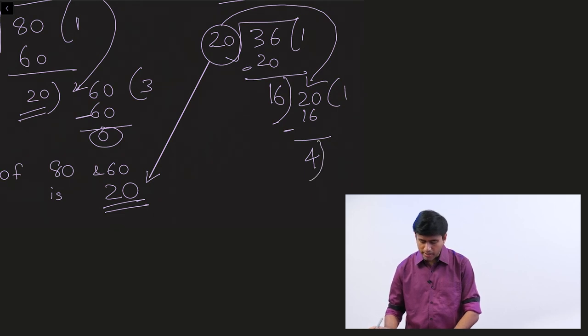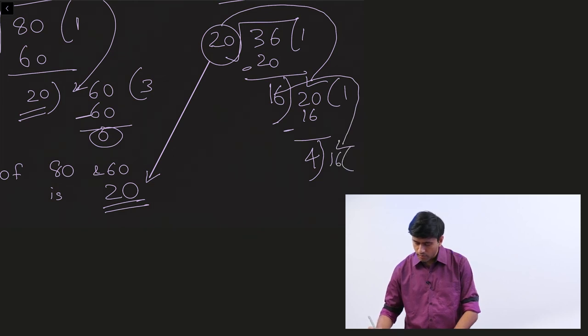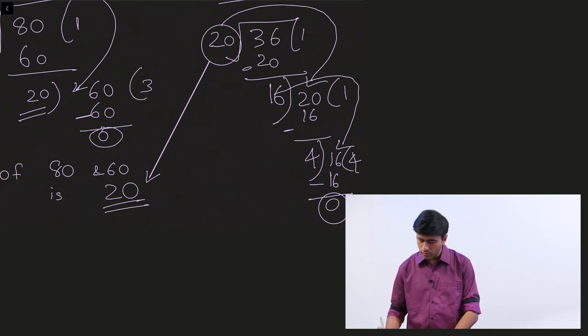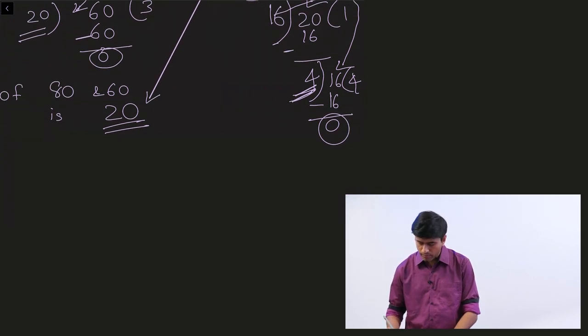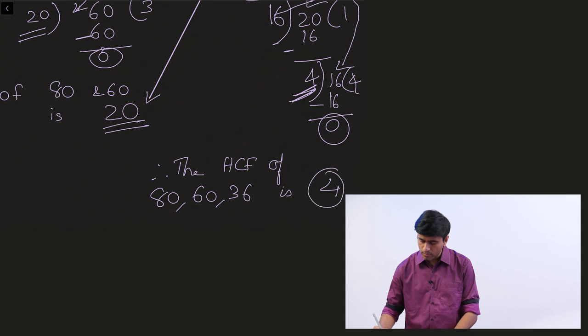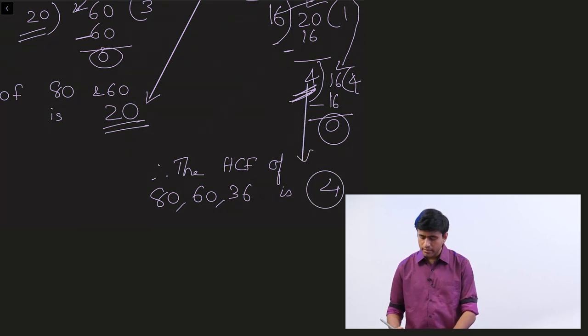We continue this process till we get the remainder 0. So 16 is again brought here. Then 4 4s are 16. Remainder is 0. So therefore you need to take the last divisor, that is 4. Therefore the HCF of 80, 60, 36 is 4. This is how you are able to find the HCF using long division method.